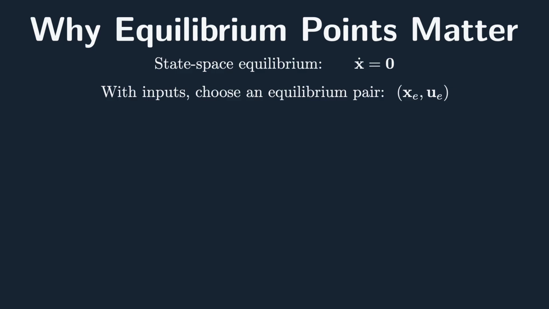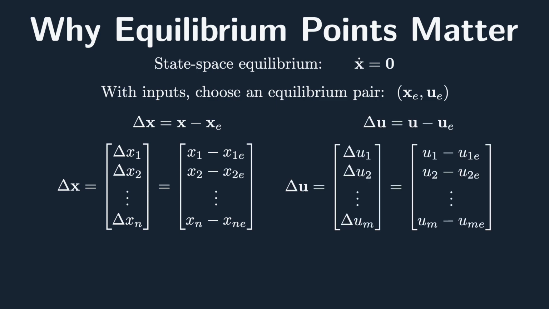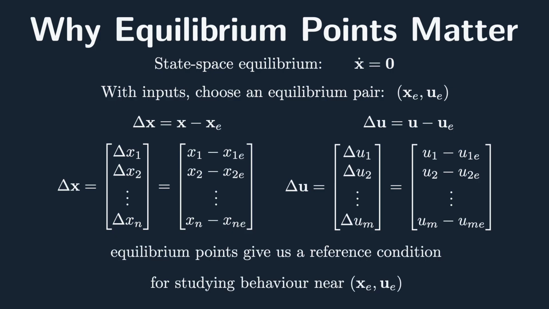Once we have that reference condition, we can describe nearby behavior using deviations. Delta x equals x minus xe, and delta u equals u minus ue. So, equilibrium points are not just values we solve for. They become the reference points for studying behavior nearby. This is what we will see when we linearize a state space model near an equilibrium pair.